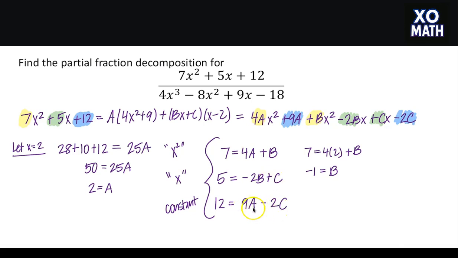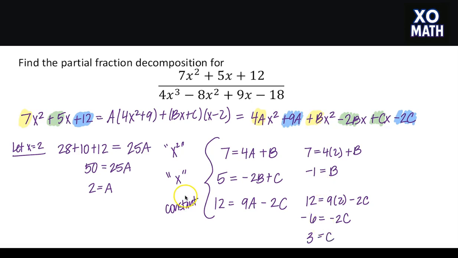And then I can substitute 2 into this bottom equation to solve for c. So I'd get 12 is equal to 9 times 2 minus 2c. 9 times 2 is 18. If I subtract 18 from 12, I'm going to get negative 6 equals negative 2c. Divide by negative 2, I get c is equal to 3.